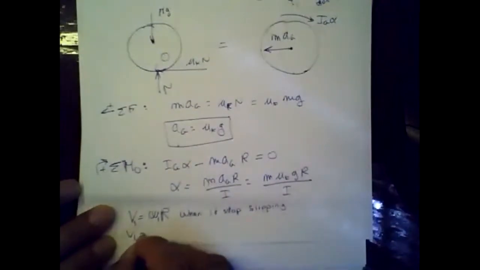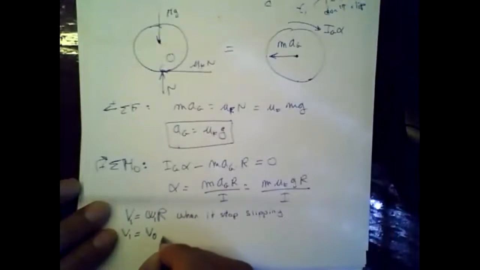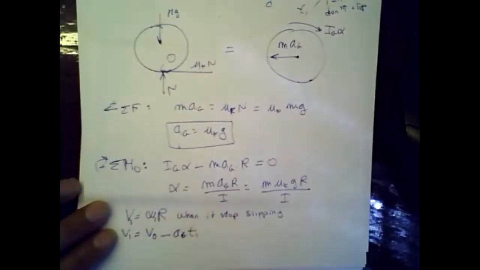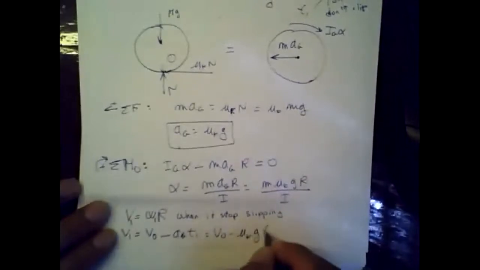Exactly. So I can say that because linear acceleration applies here, v1 is equal to v0 minus a g times t1, which is equal to v0 minus mu k g multiplied by t1.